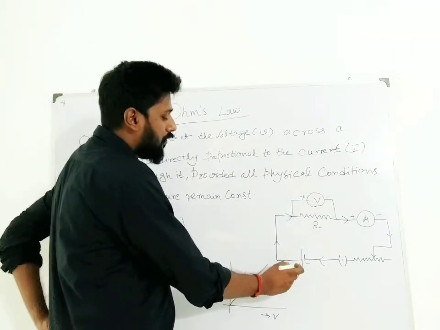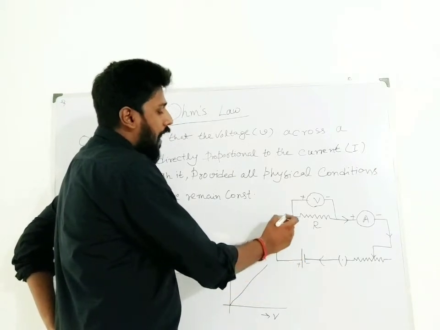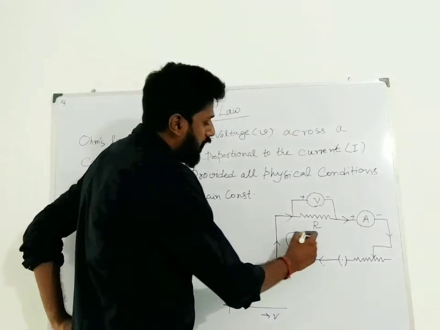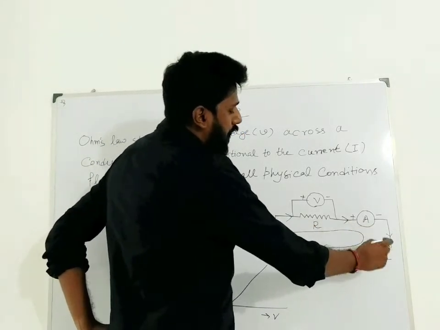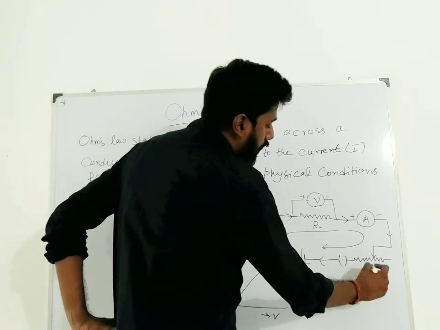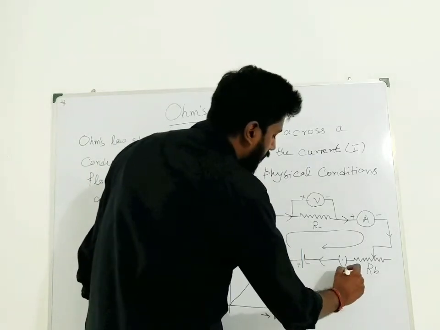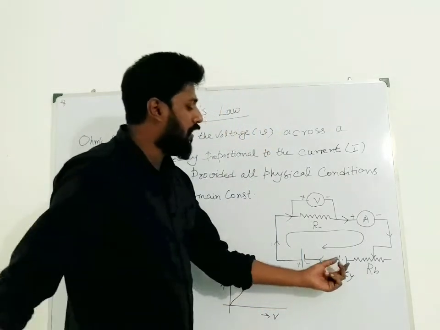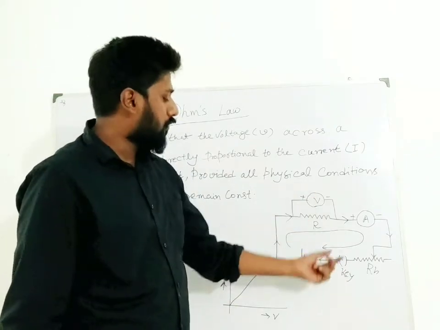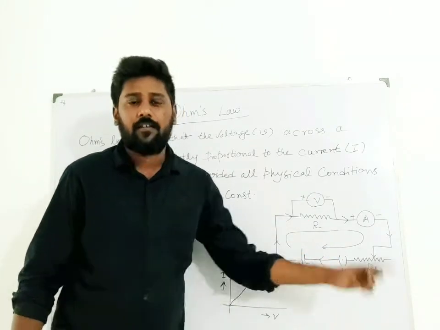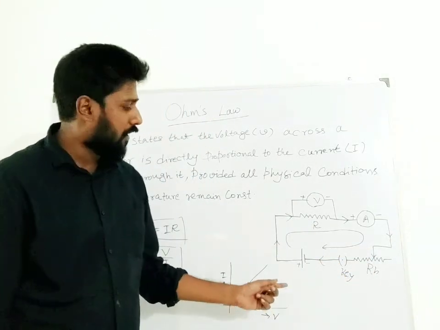This is the battery, the positive end of the battery. The current flows from here, and throughout the circuit, through the resistor, the ammeter, and the rheostat. This is the symbol of the rheostat, and this is the key. Why are we using the key? Because when we disconnect the key, the current will not flow. The circuit is cut off here. But if we connect the key, the current will flow throughout the circuit.